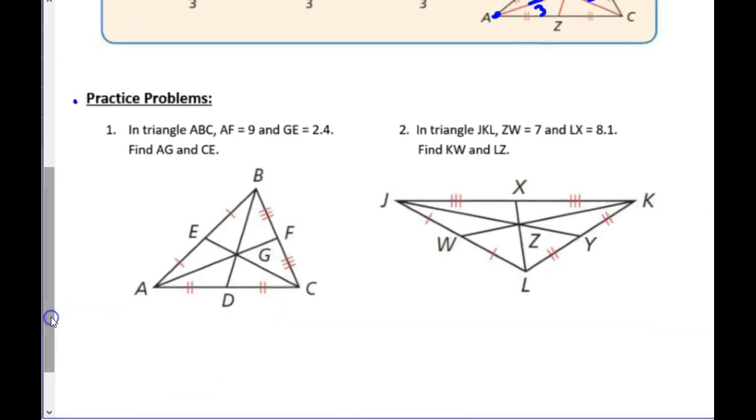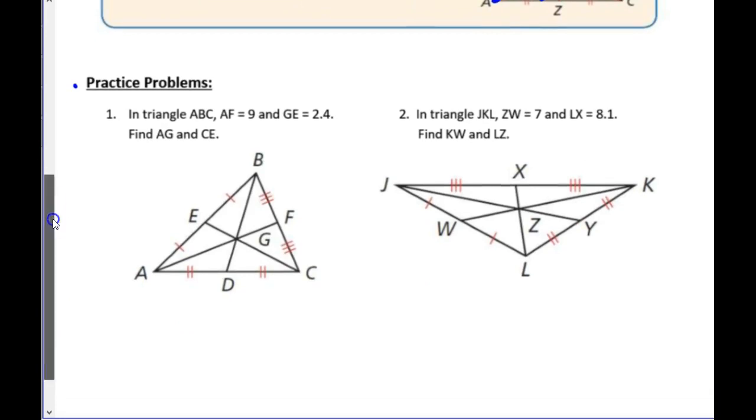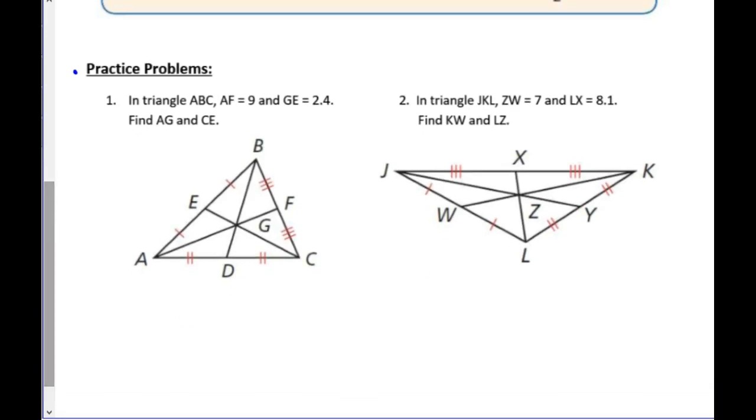Okay, down here, on number 1, check it out. AF equals 9. So, here's how this breaks down. There are 3 parts of this. There's the whole segment, there's the bigger section, and the smaller section, okay?